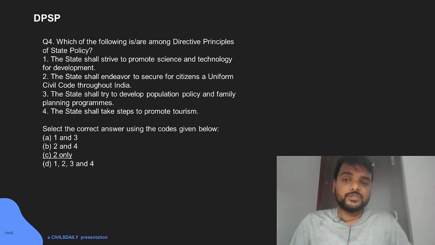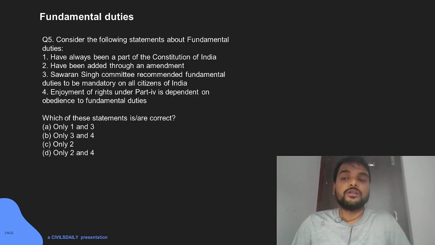So moving on to the next question. It is about the fundamental duties. Consider the following statements about the fundamental duties. They have always been a part of the Constitution of India? No, it has not been part of the Constitution. We know that it was brought by the 42nd Amendment in 1976, a new Chapter 4A, which provided for the fundamental duties, and they have been added through an amendment.